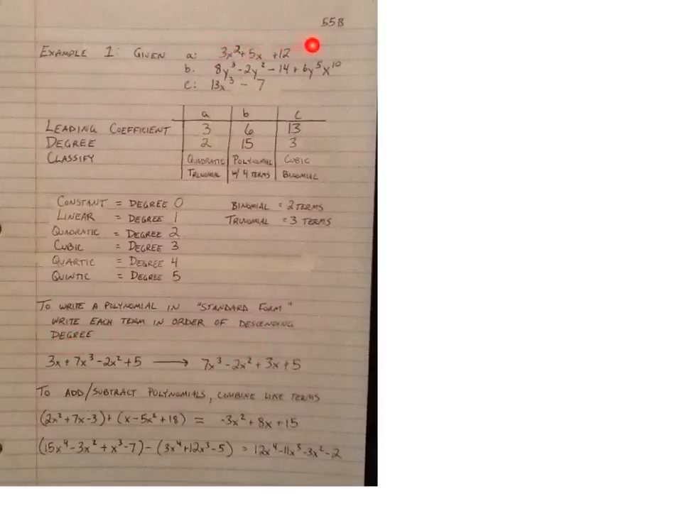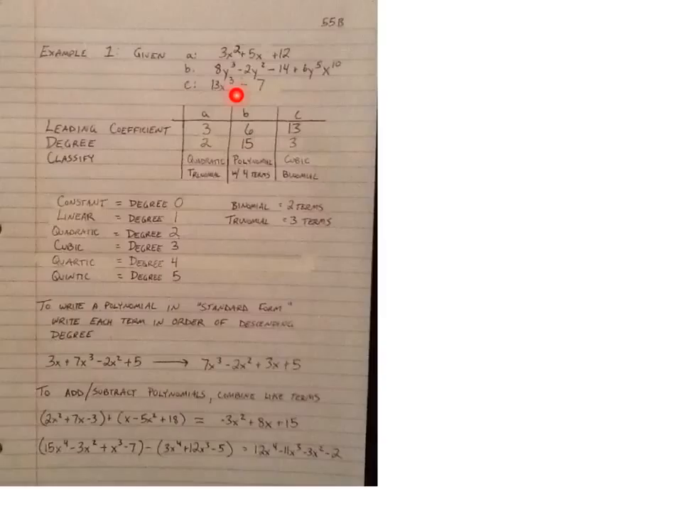So 3x squared plus 5x plus 12 is already in descending degree. With b, this is not descending degree, but if we wrote it in descending degree, our first term would be 6y to the 5th, x to the 10th. And then c is already in standard form. So the leading coefficient for a is 3, because it's the number attached to the highest degree. For b, it's 6, which is the number attached to the highest degree. And for c, it's 13, because that's the number attached to the highest degree.